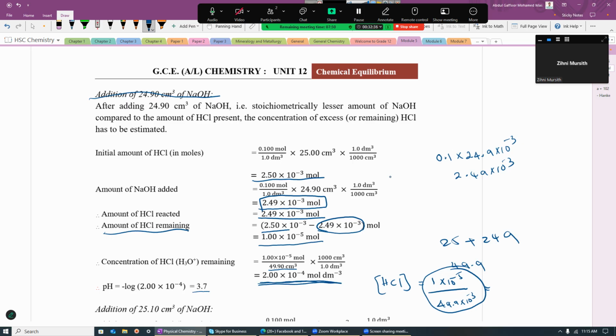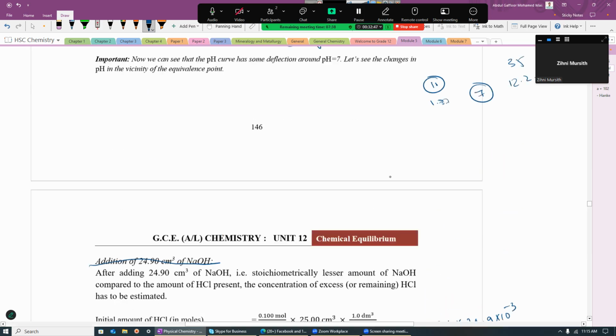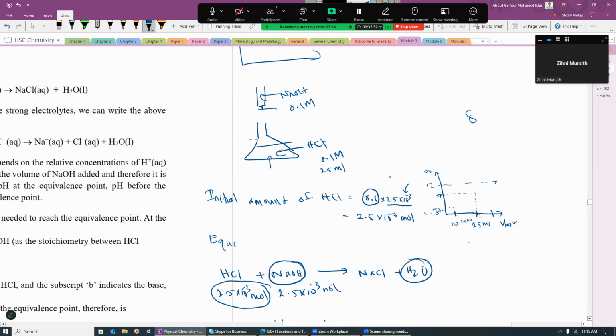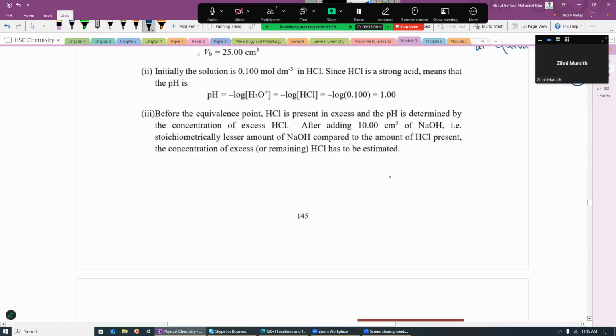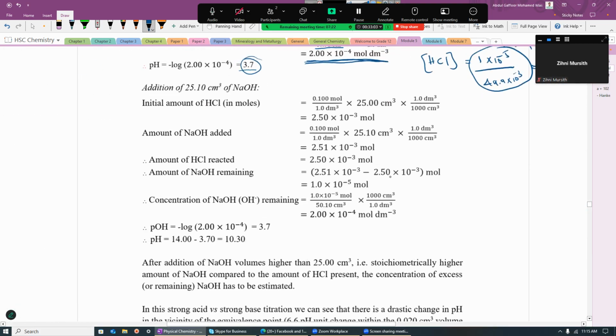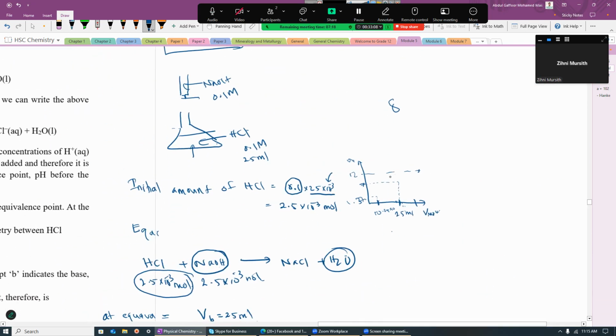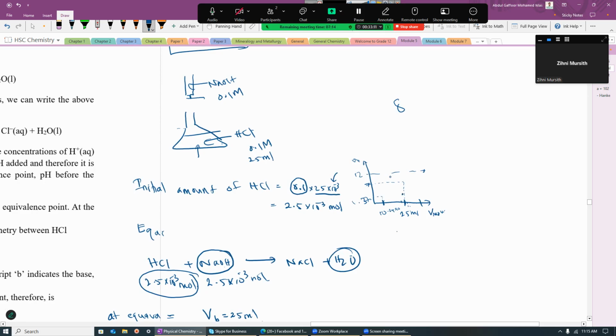So when you had 10 milliliter, you had 1.37. Now it has become 3.7. So it is not a big difference, right? You can again plot this here. Here 1.37. Now it has become, what's the value? 3.7, right? So you can see this type of change.